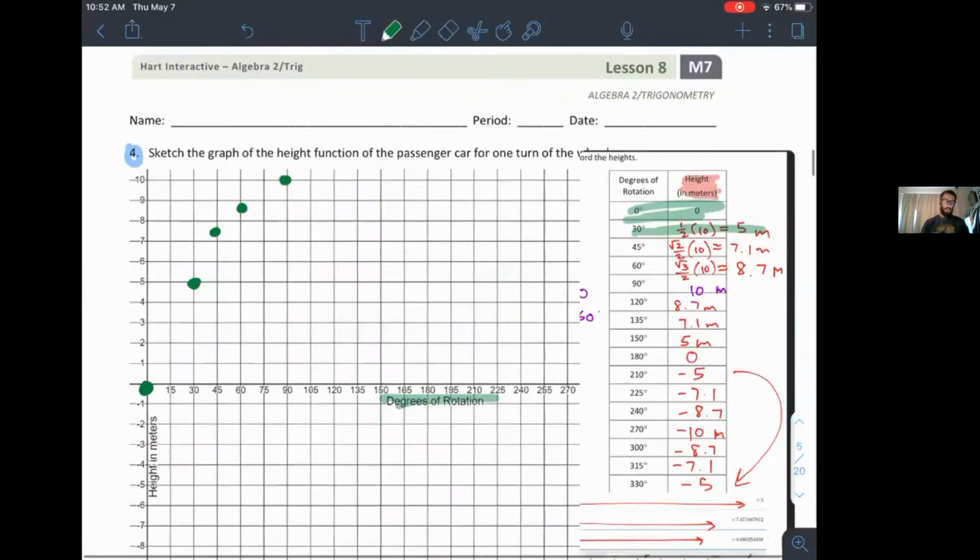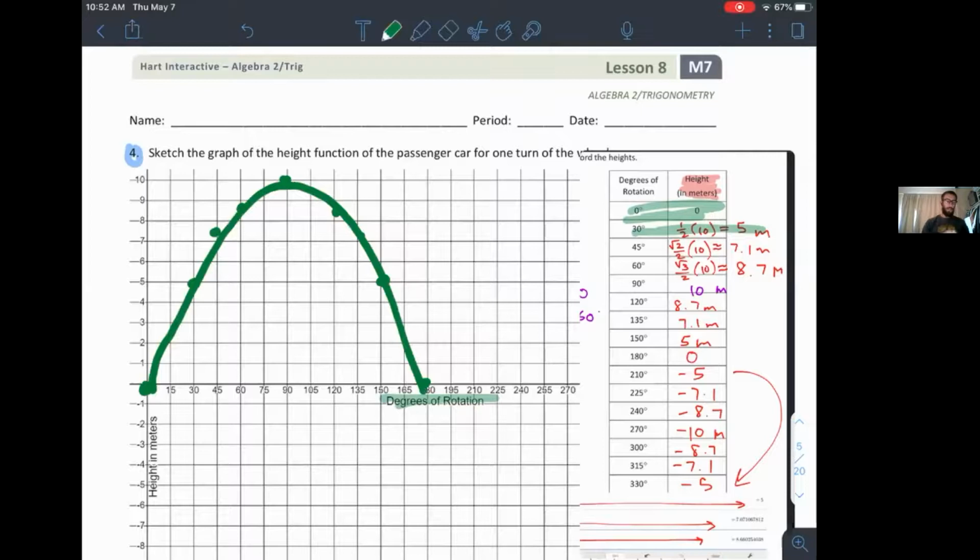Okay, now we start to see things coming back down our way. At 120, we're at 8.7. 135, 7.1. 150, 5. And at 180, where am I getting this from? 180, we're back at 0. And if we start to connect these dots, already we're going to see this wave-like motion.